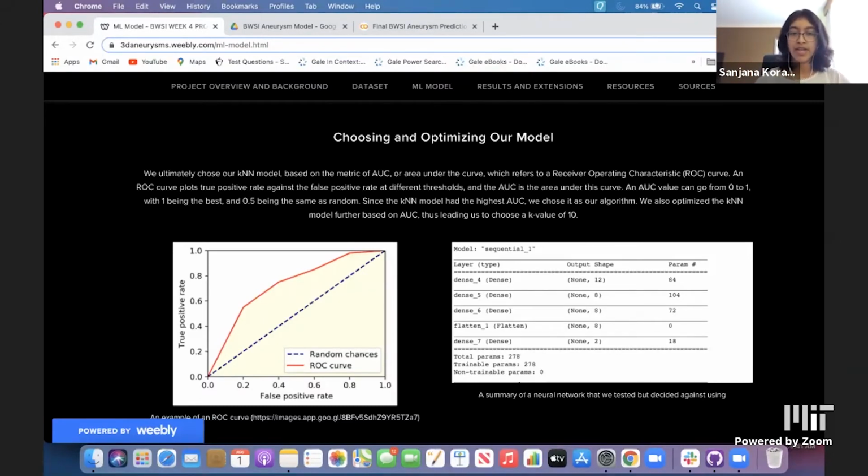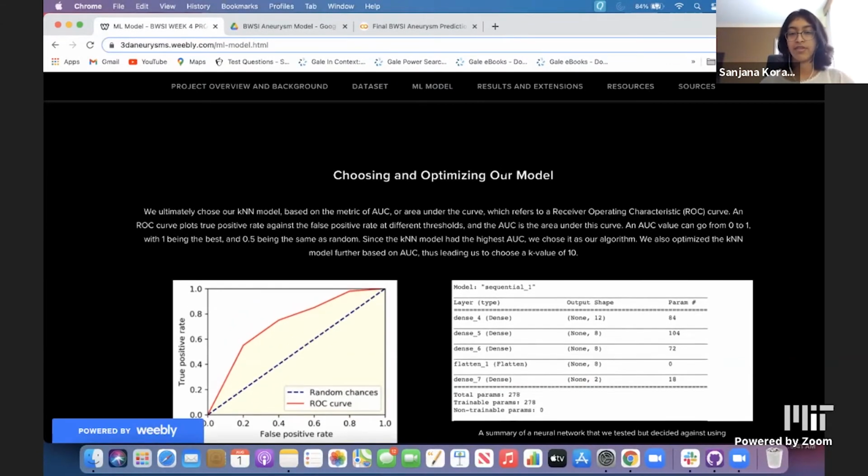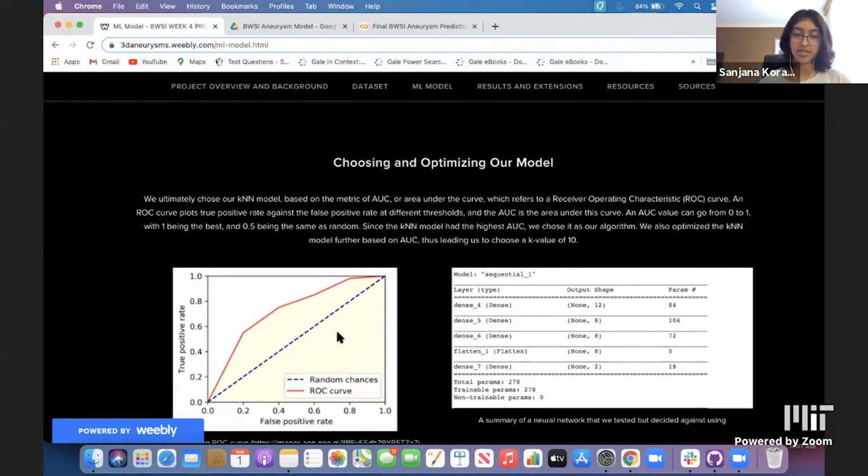93%, but our k-nearest neighbors algorithm was actually higher with an AUC of 99.55%. So we ultimately chose the KNN model based on the metric of AUC, which means area under the curve. And this curve refers to the receiver operating characteristic curve. And on the left, we can see a diagram of that.